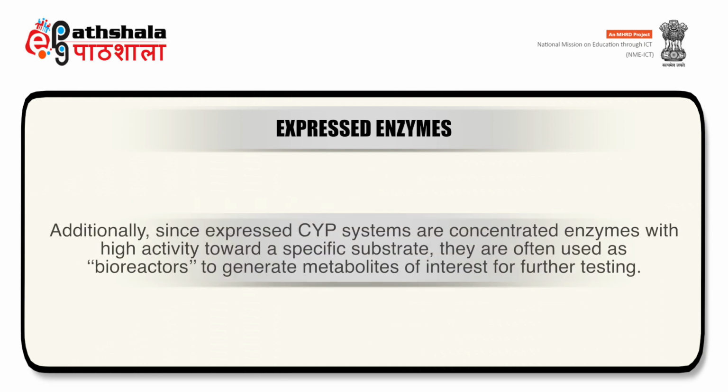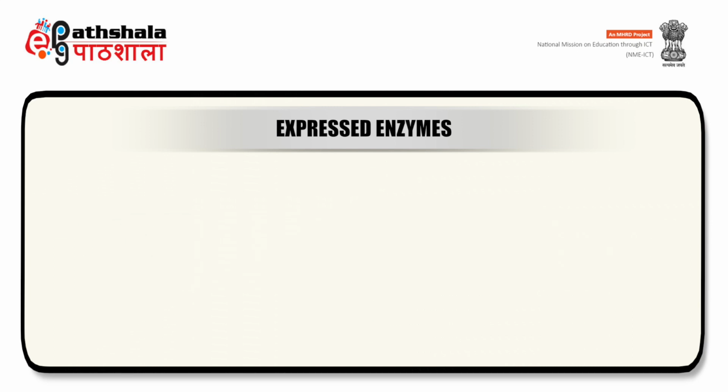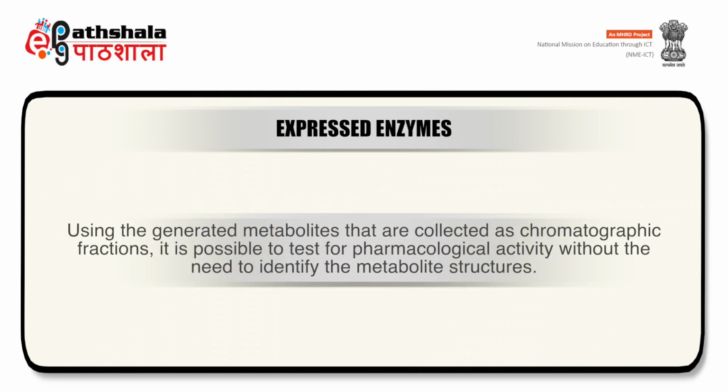Additionally, since express CYP systems are concentrated enzymes with high activity toward a specific substrate, they are often used as bioreactors to generate metabolites of interest for further use. Using the generated metabolites that are collected as chromatographic fractions, it is possible to test for pharmacological activity without the need to identify the metabolite structure.